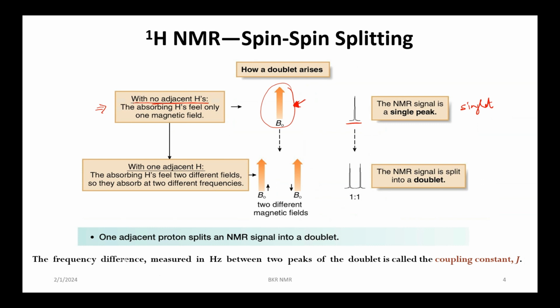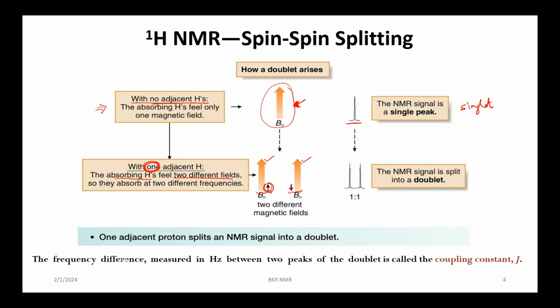But if I have one adjacent hydrogen, the absorbing hydrogen feels two different fields. Look at this particular picture. So this is the B0, and now the field of the adjacent proton can be either opposing the B0 or aligning with the B0. So overall, I will be experiencing two different fields.